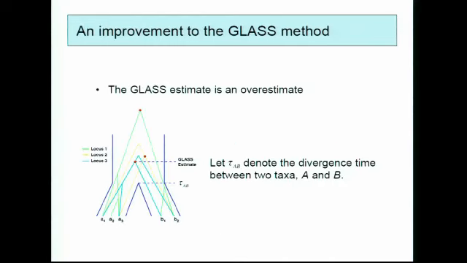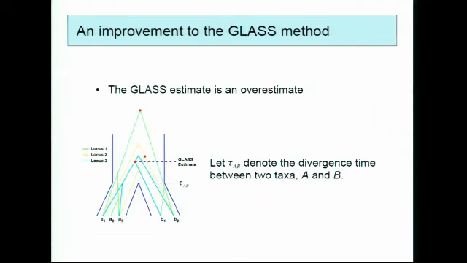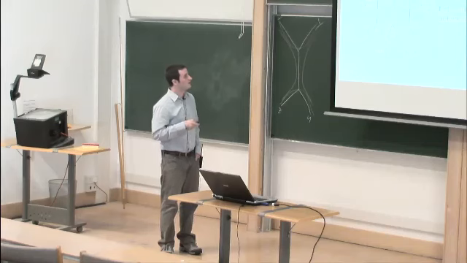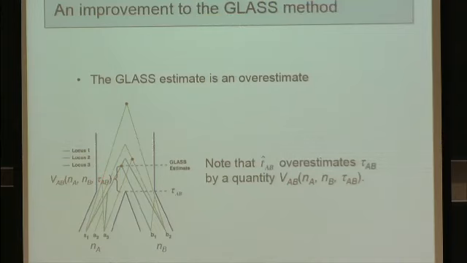Note that when we assume there's no exchange of genetic material between populations since the divergence time, interspecific coalescent events necessarily happen more anciently than the divergence time. And so the GLASS estimate always overestimates the divergence time. In particular, it overestimates the divergence time by a quantity we'll call V, which depends on the number of lineages sampled in the present and on the divergence time. When the divergence time is large, or when the number of lineages sampled is small, this estimate can be a fairly large overestimate. So it's of interest to correct it.